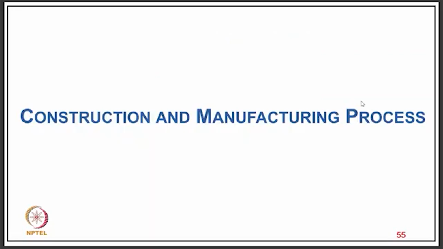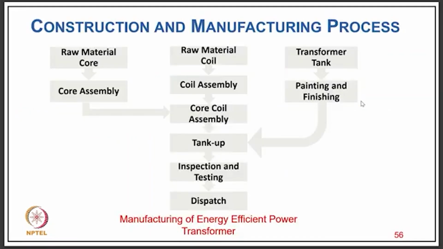Now coming to the construction and manufacturing process of the transformer. As we know, as a construction, we have raw material as a core, then we assemble the core. From the coil, we have a coil assembly, then we put together a core and coil assembly. On the other side, we have a transformer tank, and we have painting and finishing, and then we put the core and coil assembly into the tank. Then we have inspection and testing, and then dispatch, for manufacture of an energy efficient power transformer.